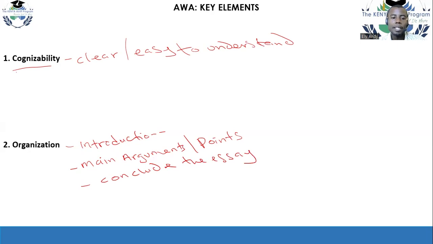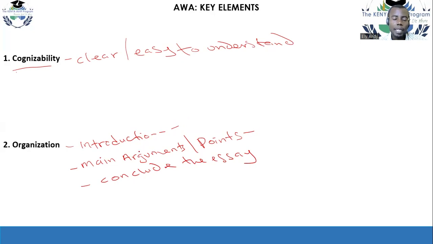So this is what we mean with the organization of the essay. Just divide it into specific parts. That is, you introduce your essay, you put up the main points, and then you come to the conclusion. The main body, that is the main arguments or the points, should be the bulk of the essay, because this is what you are writing about after all. The first part, that is the introduction, just introduces what you are about to write about.